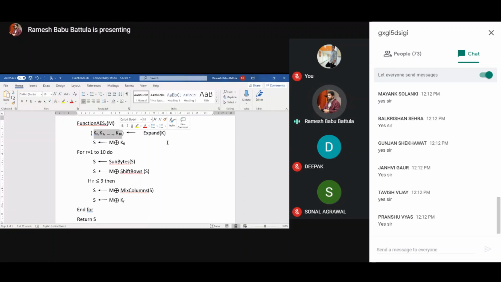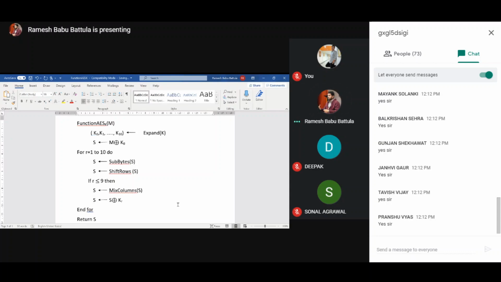The first one is the substitute byte. Here you observe this is the substitute byte. This is the shift rows operation. This is the mixed column operation. I'm sorry, this is a mistake, this is not there. Shift rows and mixed columns. Then finally, your add round key. Add round key. So this is a simple function to understand.